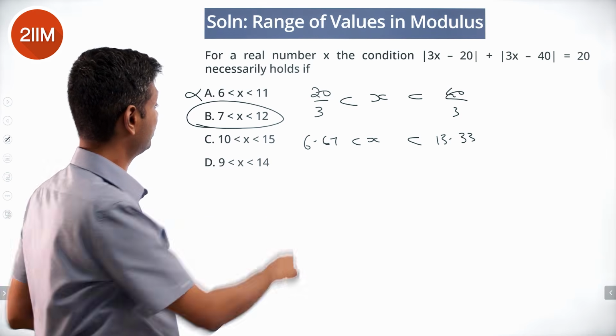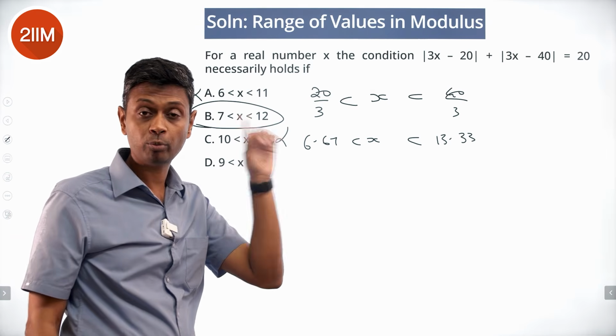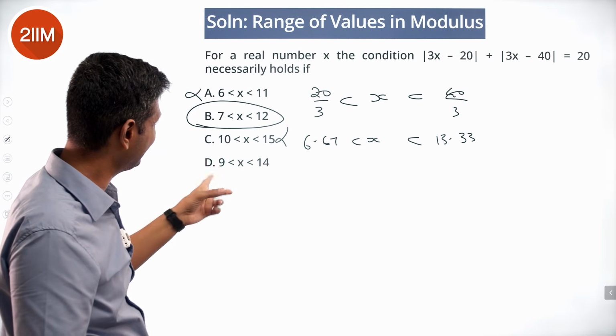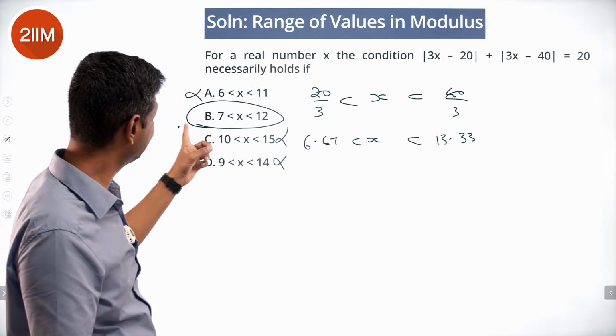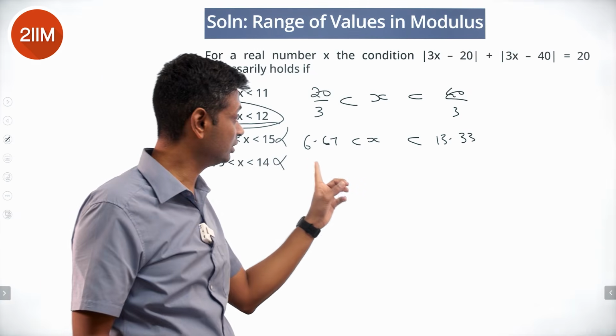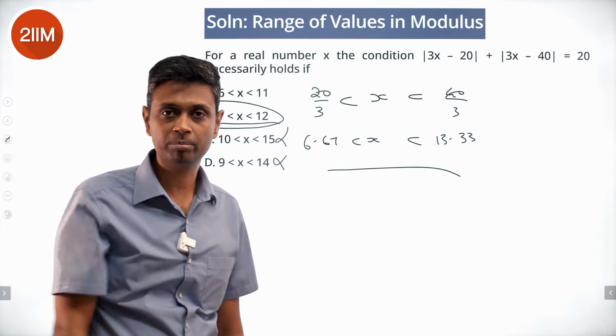10 less than x less than 15 won't work. x could be 14.2, it won't work. 9 less than x less than 14 won't work. x could be 13.9, it won't work. This is a subset of this. Therefore, that will work. Choice B, B for Bombay.